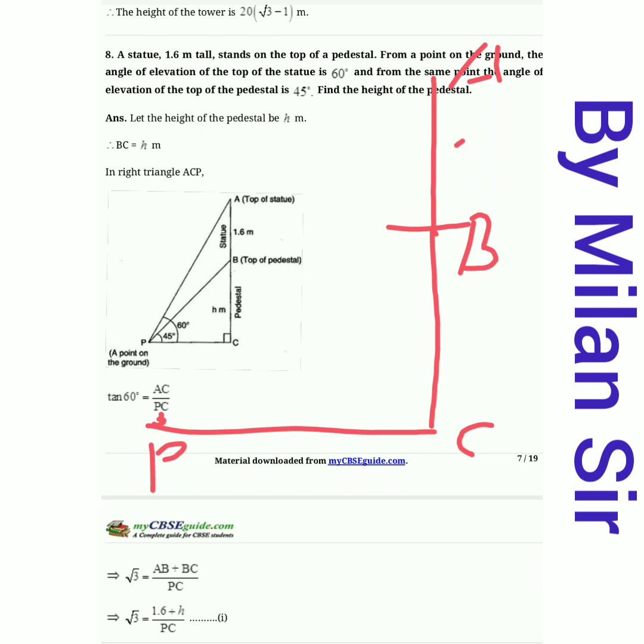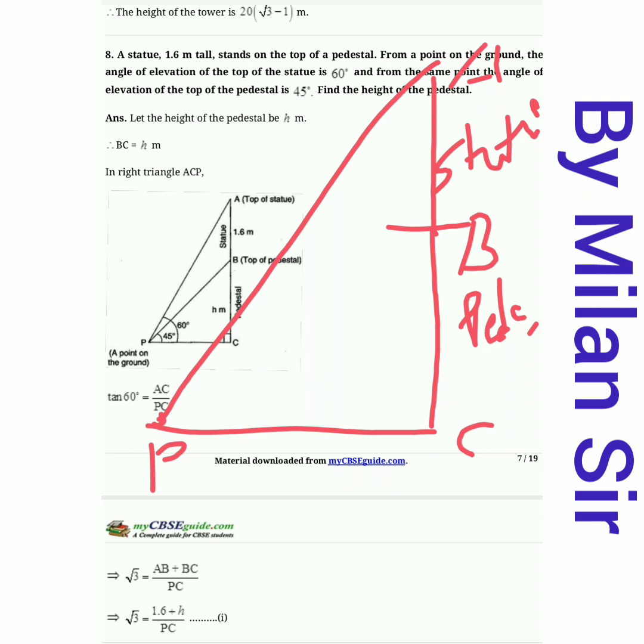Now AB is a statue, right? And the pedestal. So top of statue, that means angle A. Here it is already written the top of statue and top of pedestal, right? Because BC is the pedestal, so B is the top of the pedestal. AB is the statue, so A is the top of the statue. Now from point P on the ground, the angle of elevation of the top of the statue is 60 degrees. That means at point A, angle of elevation 60 degrees. From the same point, the angle of elevation of the top of the pedestal, that means point B, is 45 degrees.